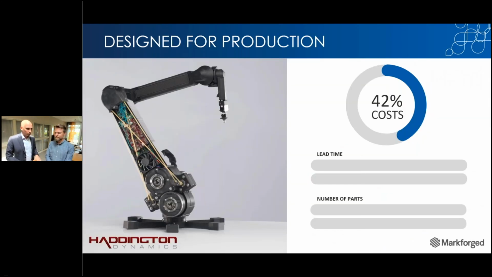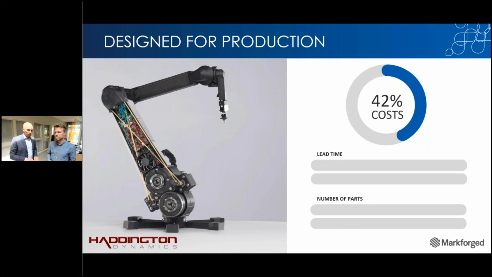This is another good example of a product that is designed to be printed. From the bottom up, this is a 7-axis robot. Everything is printed except for the electronics, of course. It was designed to be printed, so all angles and thicknesses, the entire design, is made to be printed.